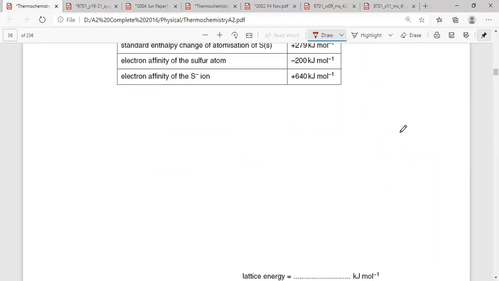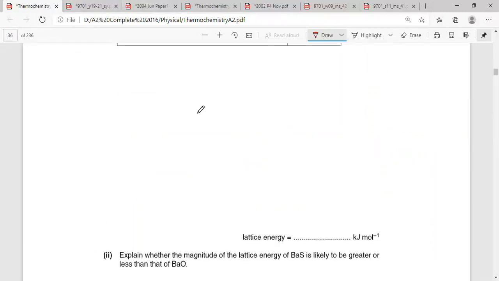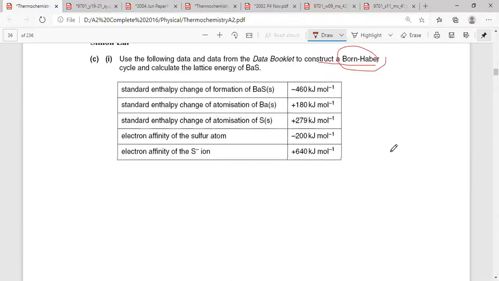Now you can do the energy level one or the cycle one. The cycle one is easier. So how do we start? We always start with the heat of formation, so that's why it's always given. Heat of formation is 1 mole of your compound, barium sulfide, solid. You should know in your IGCSE that barium is group 2, Ba2+, sulfide.